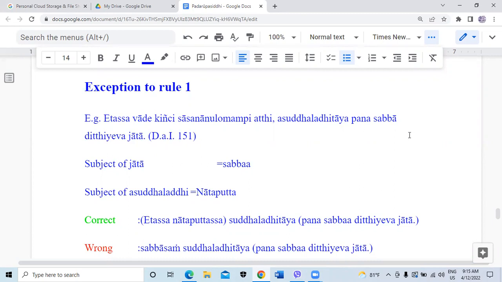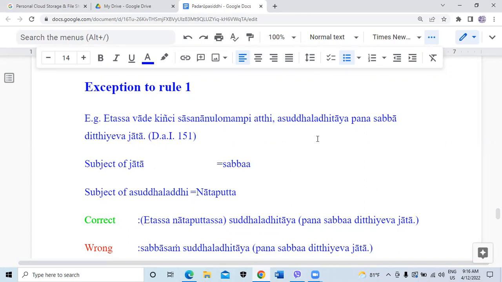So Sabha also refers to the view. Okay, view of Nata Buddha. Right, view of Nata Buddha. But Asauda Laditaya is the Bhobi Samasa. Okay, Asauda Laditaya is Bhobi Samasa.